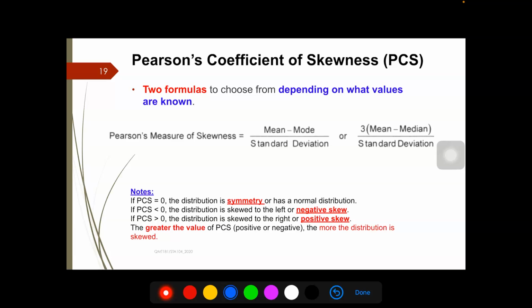So that's all for measure of dispersion. Okay, let's do some activities related to Pearson coefficient of skewness.